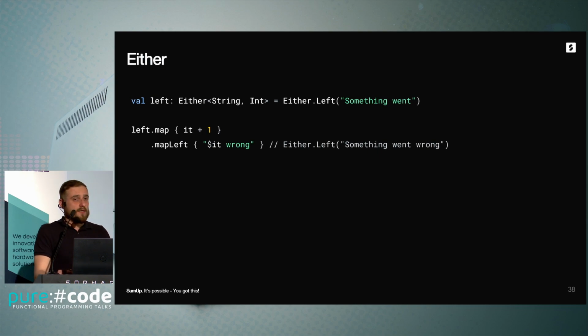Again, right biased, so if it's a left value, the map here won't be computed at all. It will go straight to the map left function.